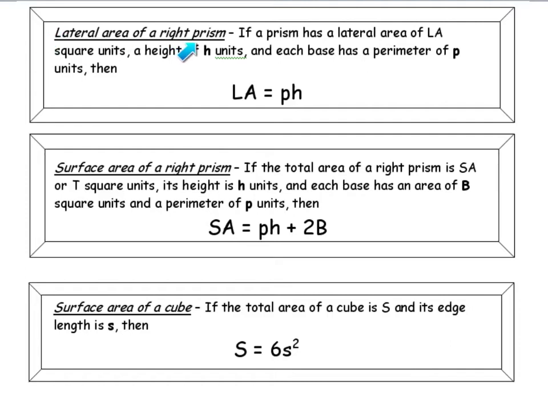To find just the lateral area of a right prism, you're going to take the perimeter of the base and multiply it by the height. That gives you each one of your outer edges. The surface area is the lateral area, but remember we have to add on two of our bases, the top and the bottom. And then this is a shortcut for a cube. Remember, all the sides are the same, so if you take the side squared, that finds the area of one side, and if it's a cube, there's 6 of those, so it's 6 times the side squared. You will need to know these formulas.